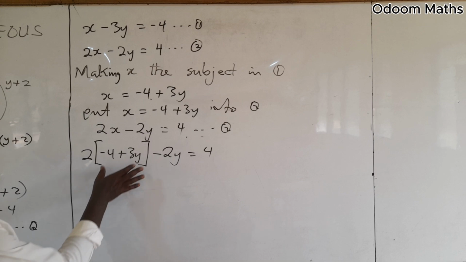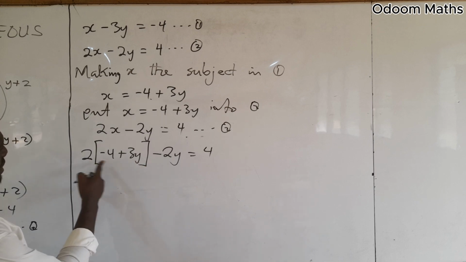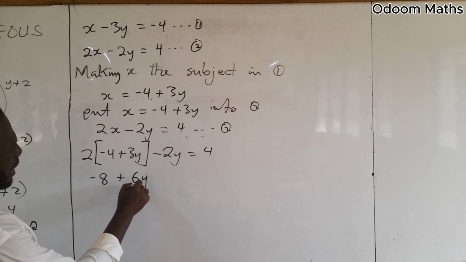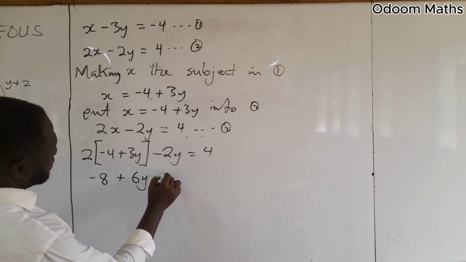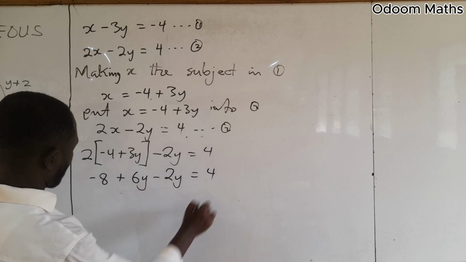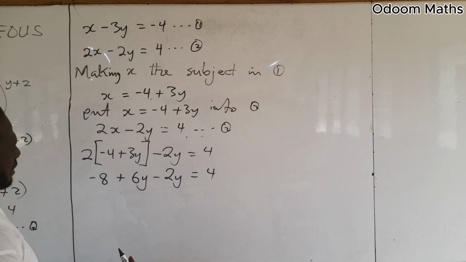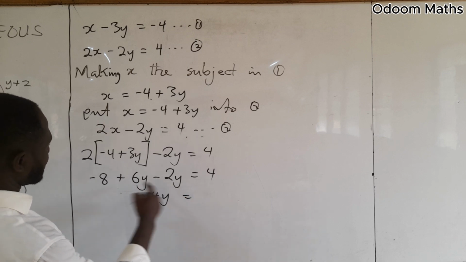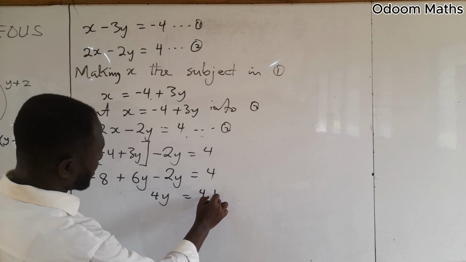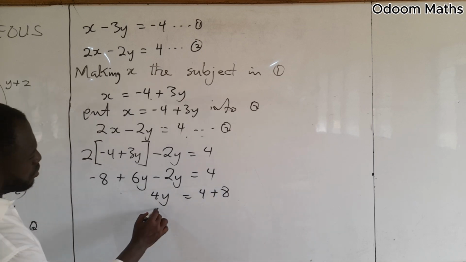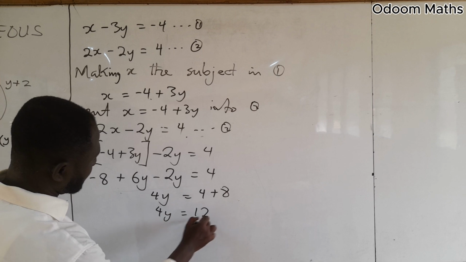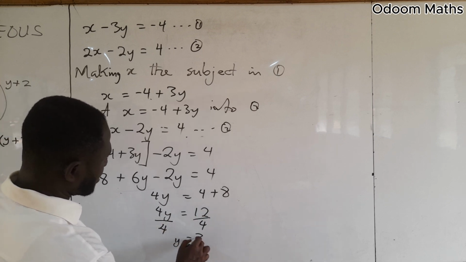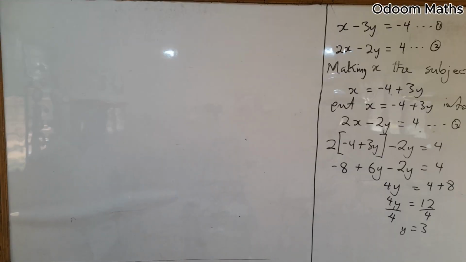So this is 2 into brackets negative 4 plus 3y, minus 2y equals 4. Let me expand this. Negative 8 plus 6y minus 2y equals 4. Then let me group like terms. This gives me 4y, and the negative 8 comes over to become 4 plus 8. So 4y becomes 12. Then we divide both sides by 4, and y becomes 3.